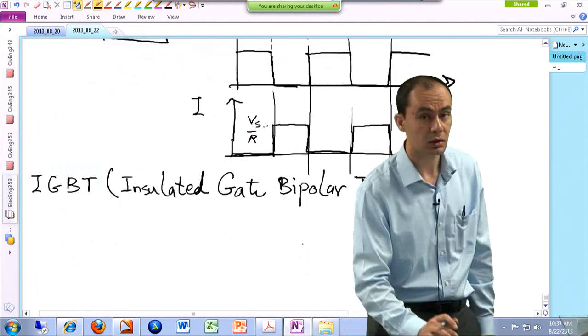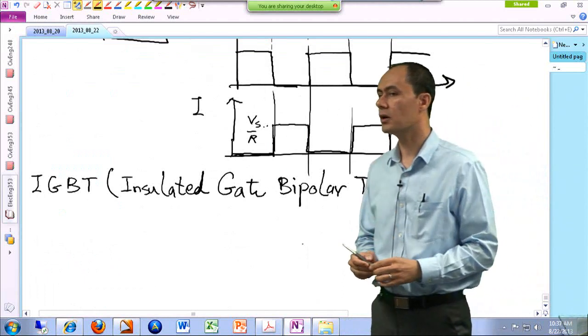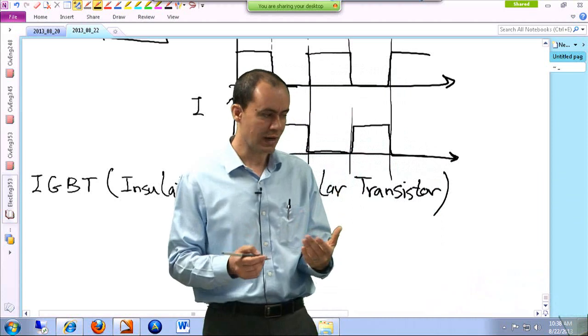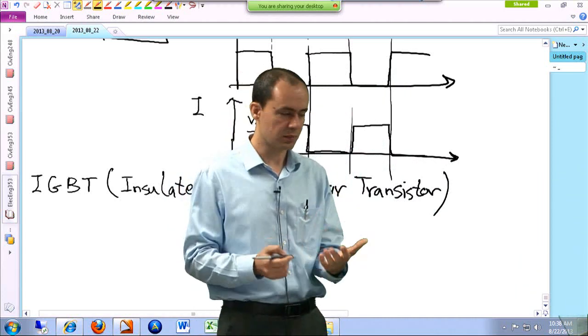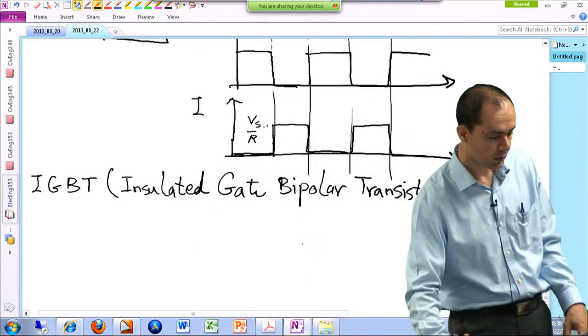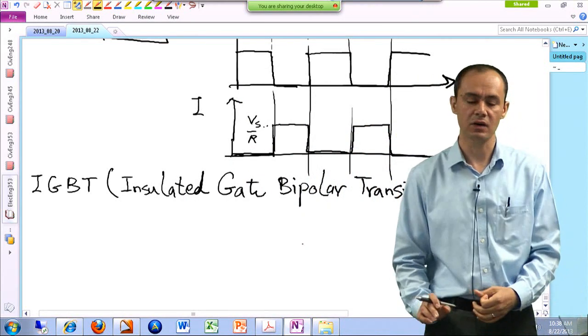Bipolar transistors are not like that. They need a continuous amount of current going through their base to remain on. And that actually translates into power losses. To avoid that, they have added that MOSFET to the gate part. So on the gate part, you see the behavior of a MOSFET.